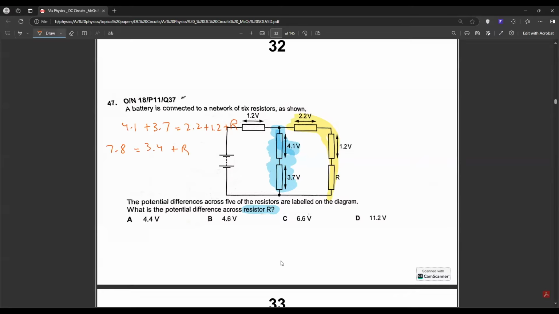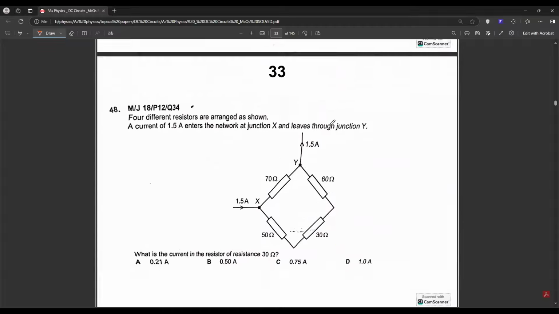Yes. The value of R comes out to be 4.4. A is your answer. Let me check this out as well. The answer to 32 is A. Yes. Let's further move ahead.